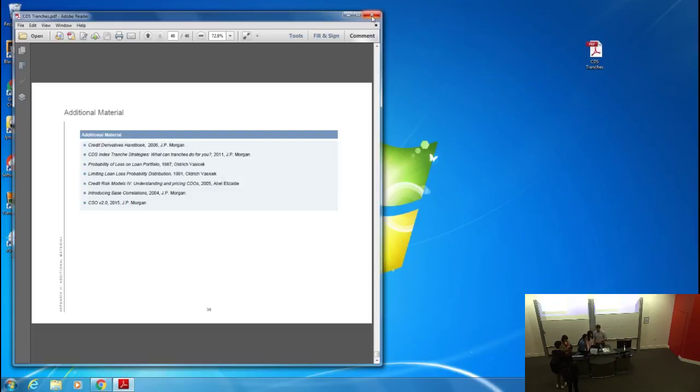So why is it negatively convex? Convexity is how your delta changes when the market moves. So your delta, think of an option. An option normally has negative convexity, right? Okay.